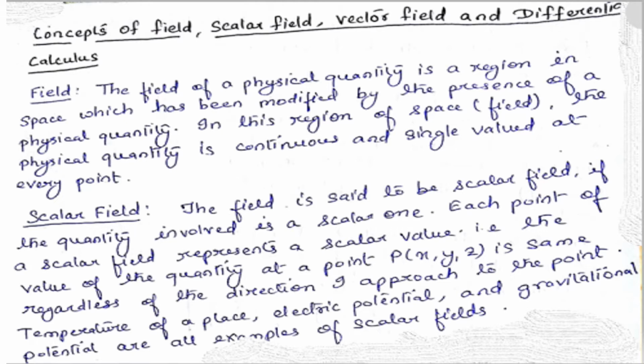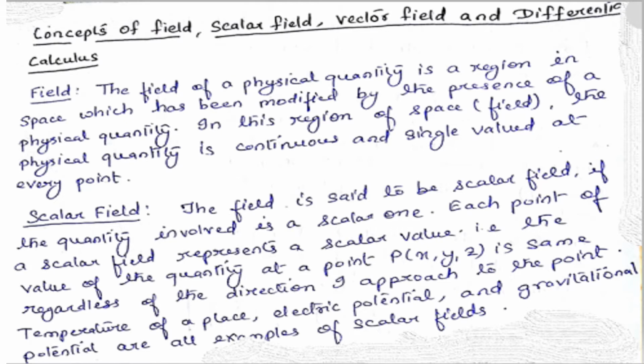Whereas if you talk about vector quantities, then what do we find? A vector quantity depends on both magnitude as well as direction. So it will have magnitude as well as direction. For example, suppose you talk about the electric field. Electric field has magnitude as well as direction associated with it.